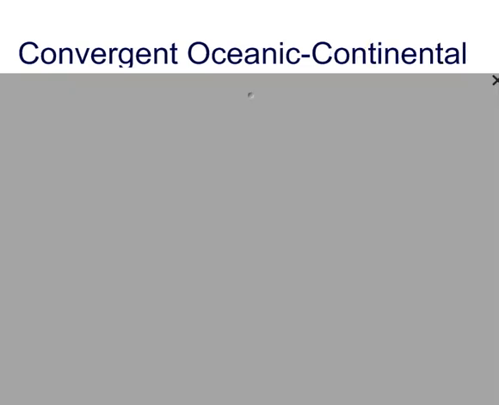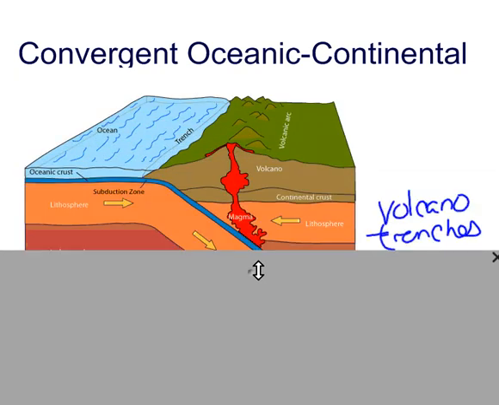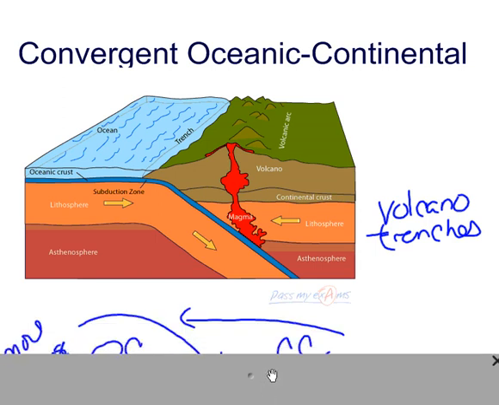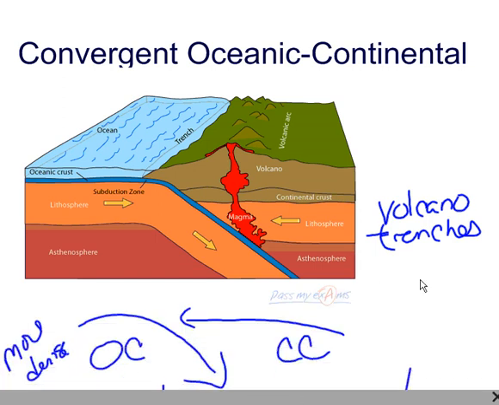The next kind of boundary is convergent boundary. It's oceanic-continental. Again, see if you can figure out what landforms it makes. You should remember that the oceanic crust is more dense than the continental crust, so the oceanic crust sinks under the continental crust, or subducts. Volcanoes and trenches are formed.